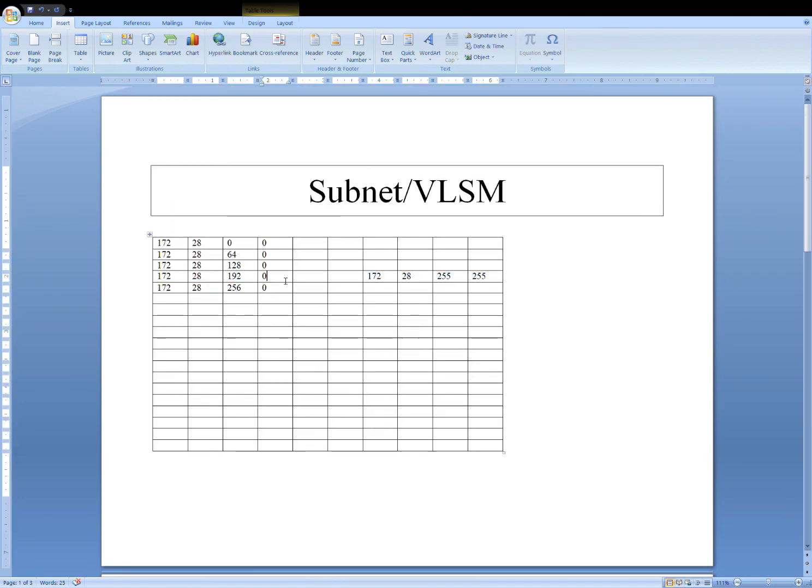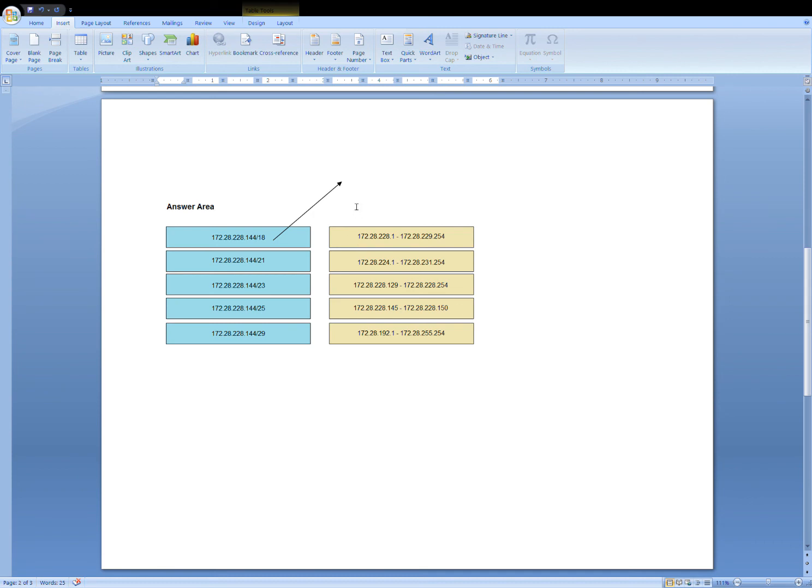So add a 1 to the 0, because again, always from the far right. That's the way we always do adding and subtracting. So 0 plus 1 is 1. Then subtract 1 from 255, because that 255 is the broadcast address, so the last usable would be 254. That's what I'm looking for. And that matches this one.